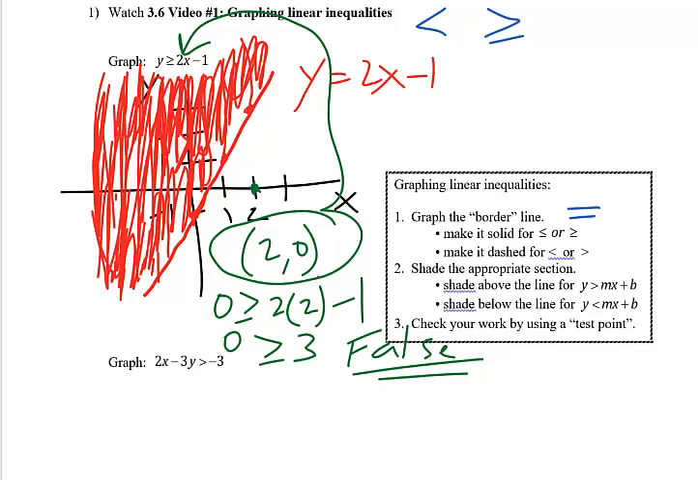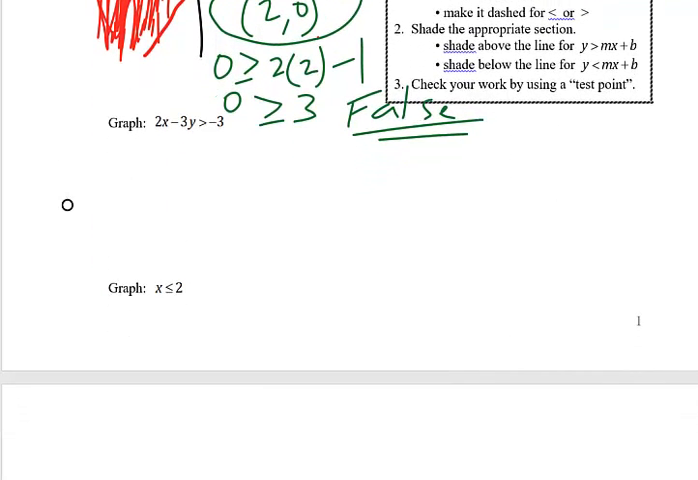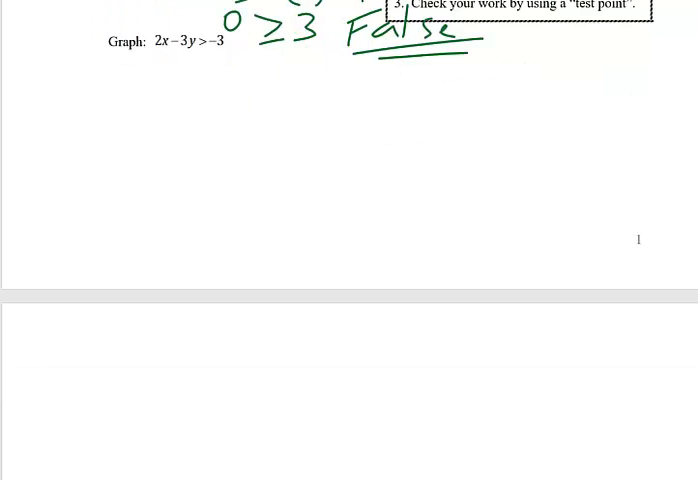Let's now try a fresh example. I've got this second example here. Graph 2x minus 3y is greater than negative 3. Now, maybe you're looking at that example and thinking, well, we're going to be shading above because I can see that greater than. Well, not so fast. Remember, that step only works if your inequality is in the good format. This one isn't. I need to put it in the good format first. So to get y by itself, it looks like I'll need to subtract 2x from both sides.